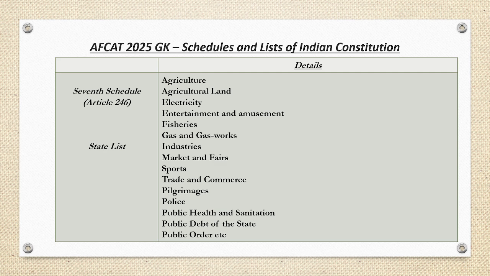It contains details about agriculture, agricultural lands, electricity, gas and gas works, industries, sports, pilgrimages, police, public health and sanitation, public debt of the respective states, public order, etc.